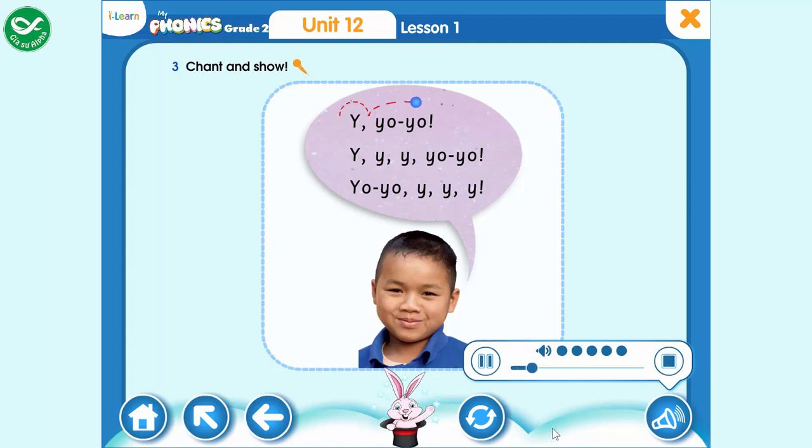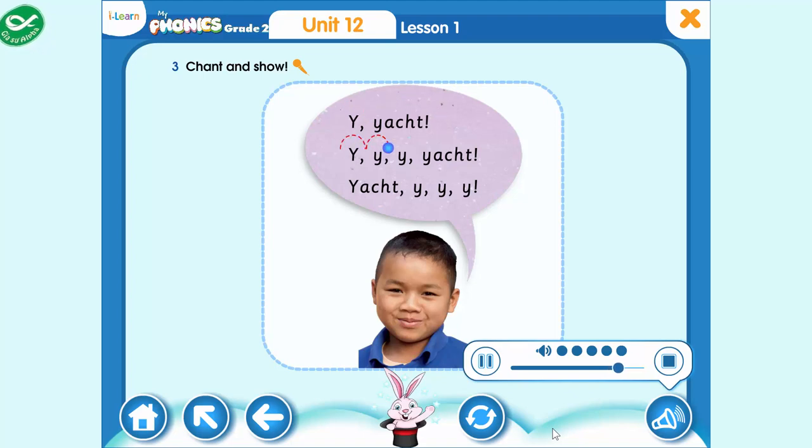Yeah, yo-yo, yeah, yeah, yeah. Yo-yo, yo-yo, yeah, yeah, yeah. Yeah, yellow, yeah, yeah, yeah. Yellow, yellow, yeah, yeah, yeah. Yeah, yeah, yeah. Yacht. Yacht. Yeah, yeah, yeah.